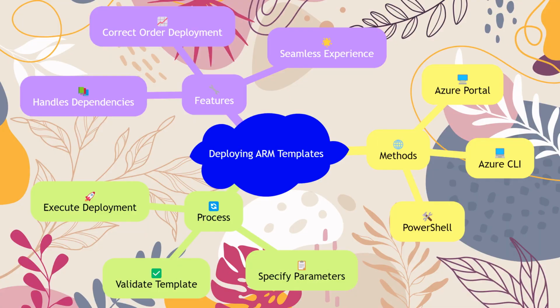Deploying ARM templates can be done through the Azure portal, Azure CLI, or PowerShell. The deployment process involves validating the template, specifying parameter values, and executing the deployment. ARM ensures that resources are deployed in the correct order and handles any dependencies between them, providing a seamless deployment experience.